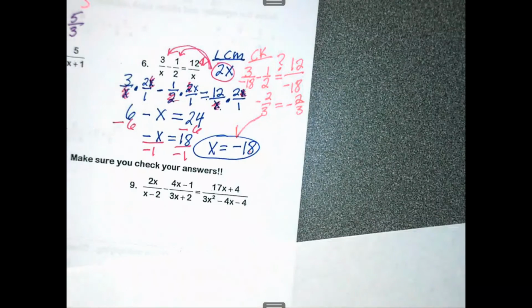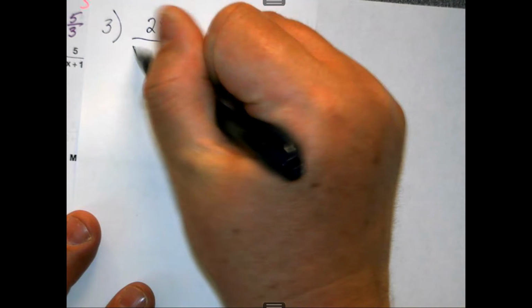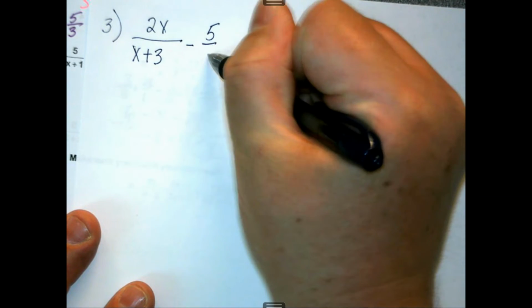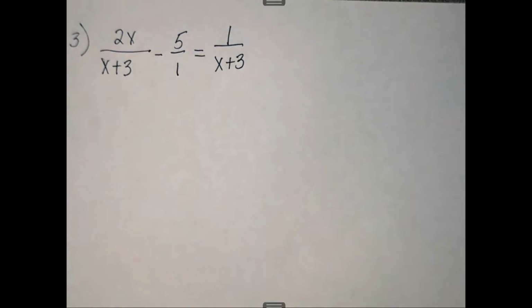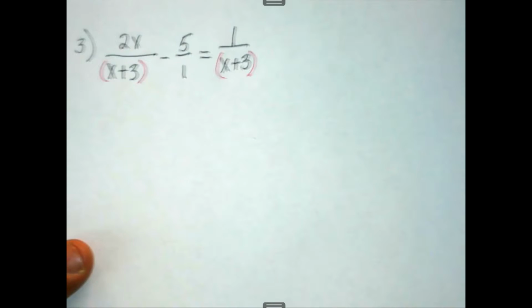Okay, I'm going to do it on a separate sheet of paper. I kind of used some room, didn't I? 2x over x plus 3 minus 5. I'm going to put that 5 over 1 equal 1 over x plus 3. Now, I keep telling you guys, when there isn't parentheses there, put parentheses in there. It's very easy to make mistakes in this section.